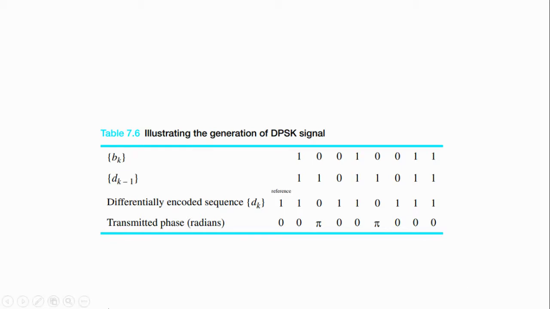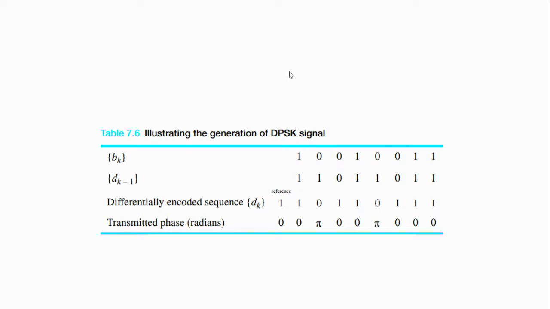Here this is the actual input pk, and this is the differentially encoded sequence dk. Here we take the reference bit as 1, and then one delay time bit is dk minus 1, which is the previous value of dk. Here we consider it is 1. If both symbols are the same, at that time the output equals 1. If both symbols are different, at that time the output equals 0.